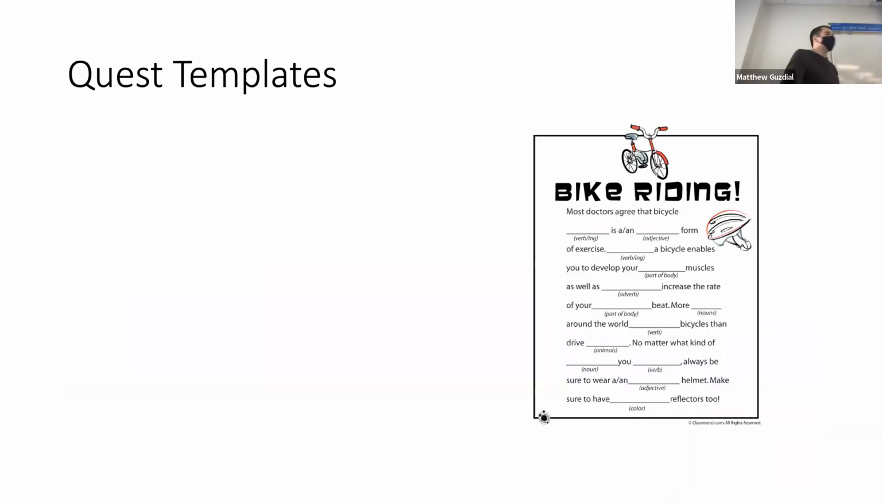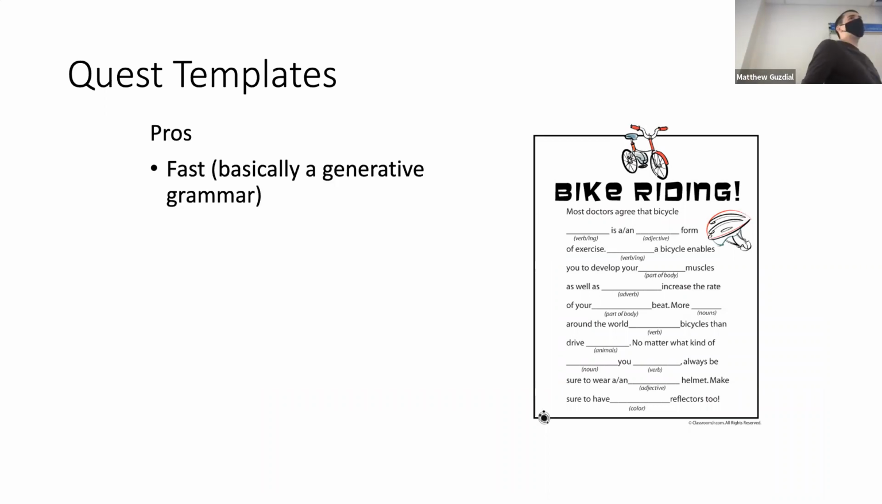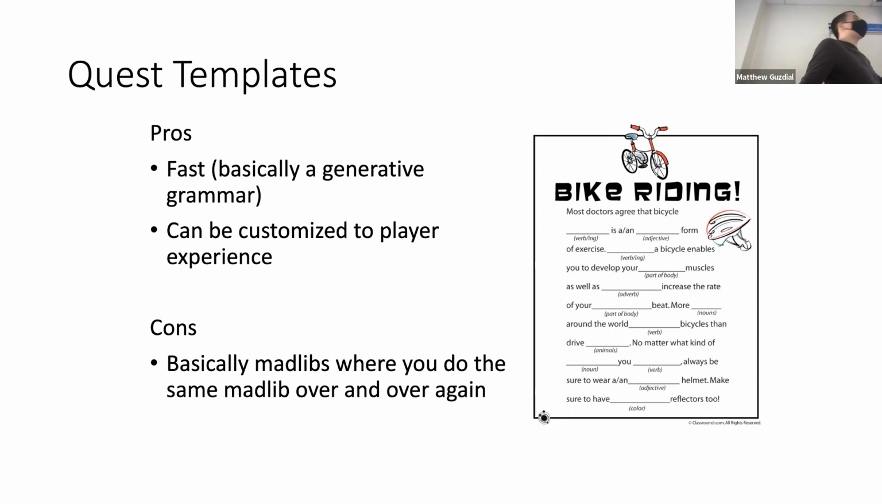Quest templates are basically Mad Libs. If you've ever done a Mad Lib before, it's just basically Mad Libs. Pros, they're going to be fast. It's just generative grammar. They can be customized to a player experience. And cons, they're basically Mad Libs again, where you do the same Mad Lib over and over and over again. So if you've done one of these generated quests, you've basically done them all. You know what it's like. So it gets boring really quickly.